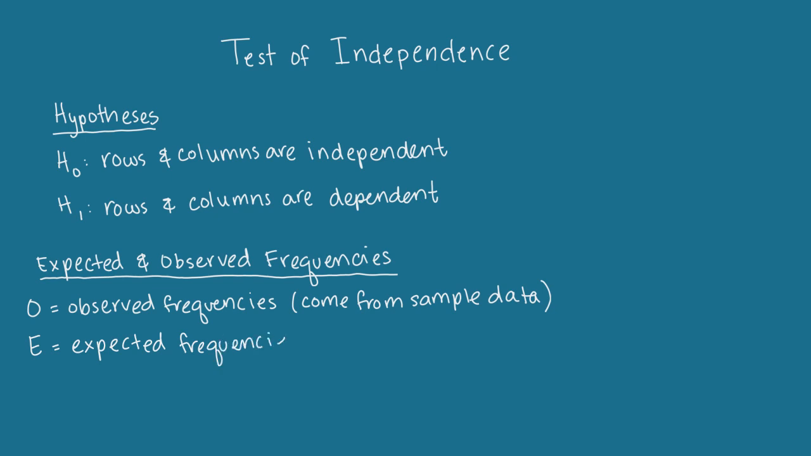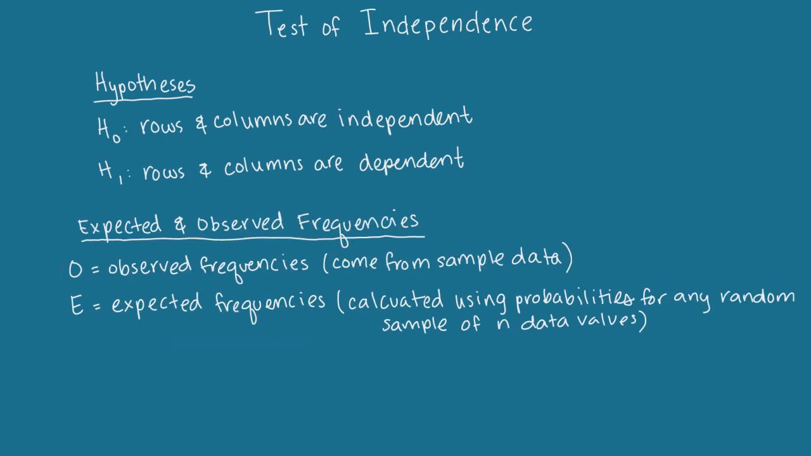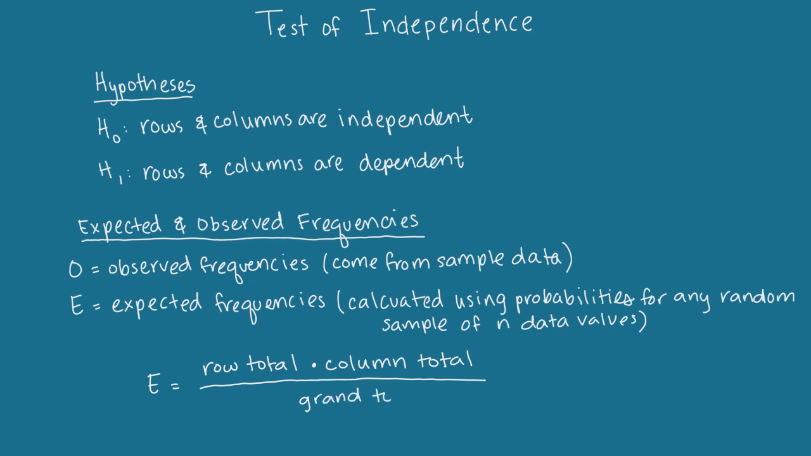The way that we calculate our expected frequencies is actually to use probability techniques that we already discussed previously in this class. And they're calculated based on any random sample of size n that we have from our observed values. So if we have n observed values, we would calculate the expected frequencies based on that same size n. The way that we calculate our expected frequencies is to use the formula where we take our row total and multiply by the column total in our contingency table, and then we divide by that grand total number.